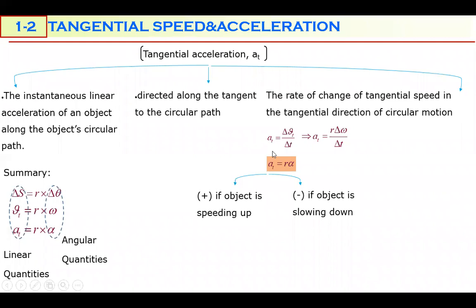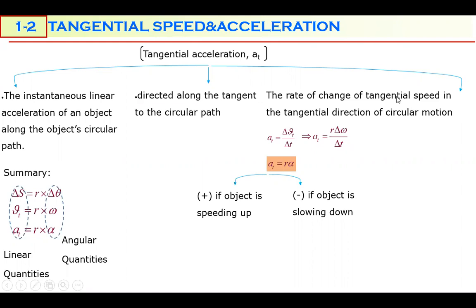It is the instantaneous linear acceleration of an object along the object's circular path, directed along the tangent to the circular path, and defined as a rate of change. Rate of change of what? Tangential speed. The rate of change in tangential speed is called tangential acceleration. You can get the equation from the tangential speed equation. Change in angular speed, delta omega over delta t, is called alpha. This is the proof: at is equal to r alpha. Which means as r increases, at also increases.